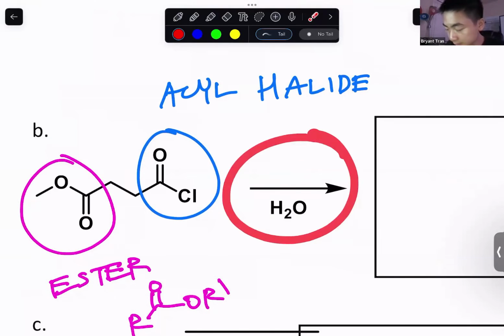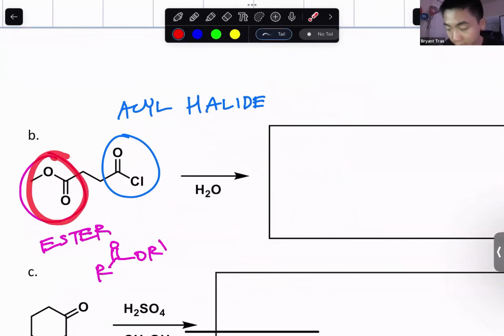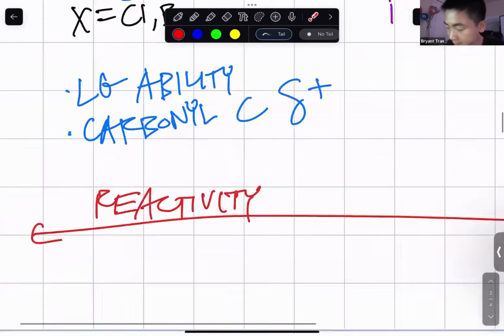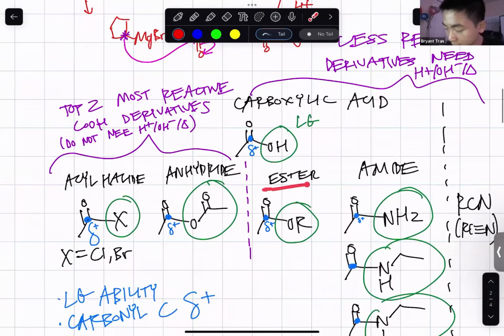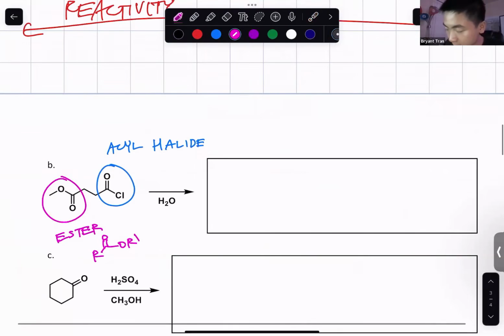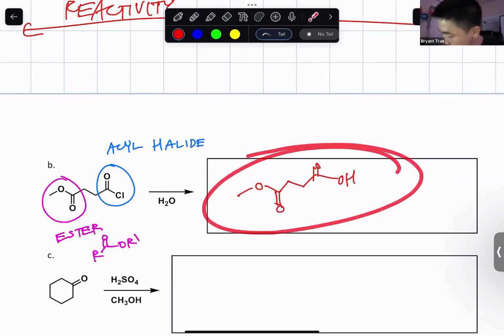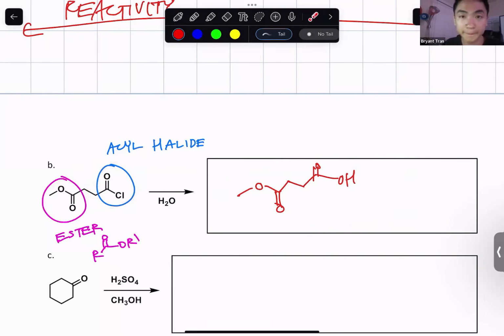Because we're not given acidic conditions here, only the acyl halide is able to react with this water in neutral conditions. This ester here would not turn into the carboxylic acid because the ester is one of the less reactive derivatives. So that ester is not going to react. It's unreactive because there's no acid there, right? So the ester stays as is because there's no reaction there. And then the acyl halide will become a carboxylic acid like that.